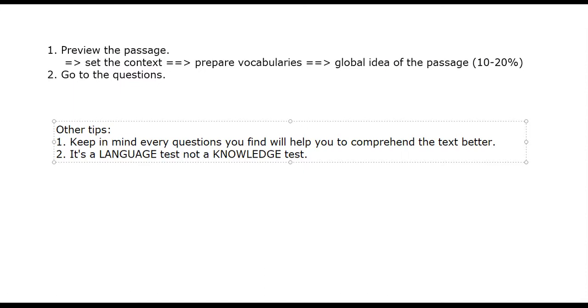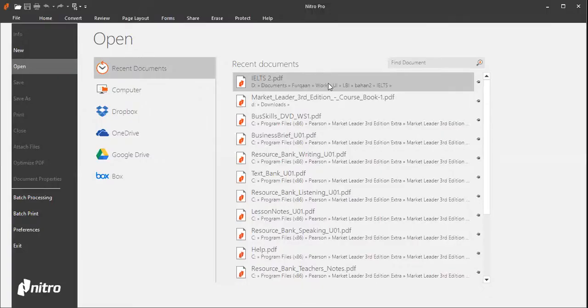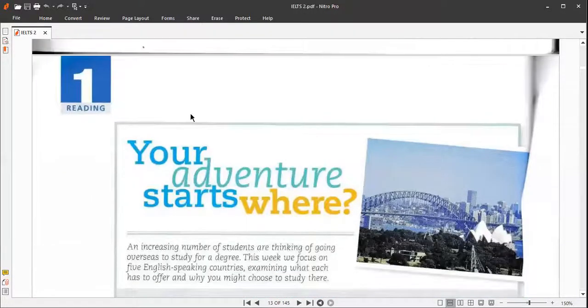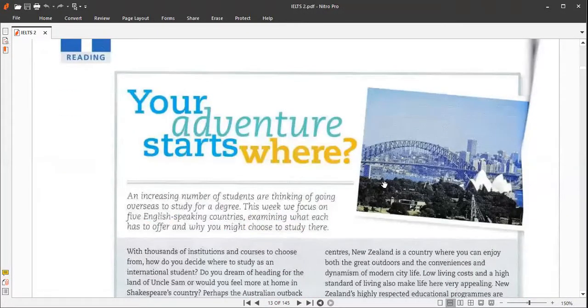Okay, wait a minute. Now let's go to the question. All right, this is the text. First, start with preview. How do you preview?